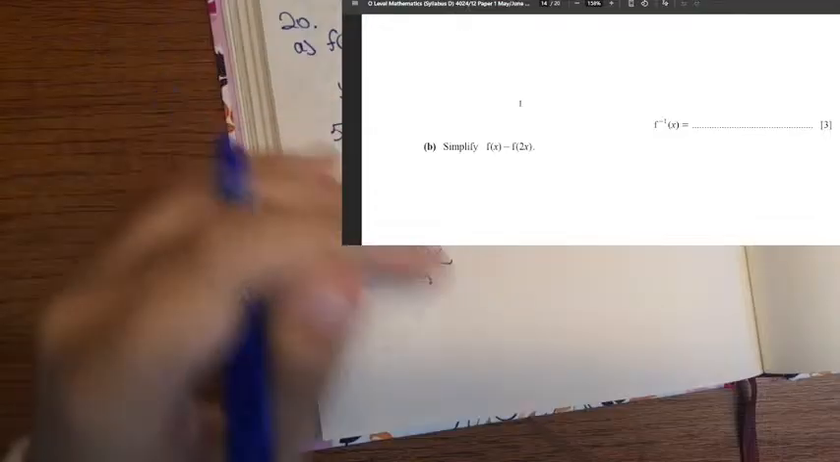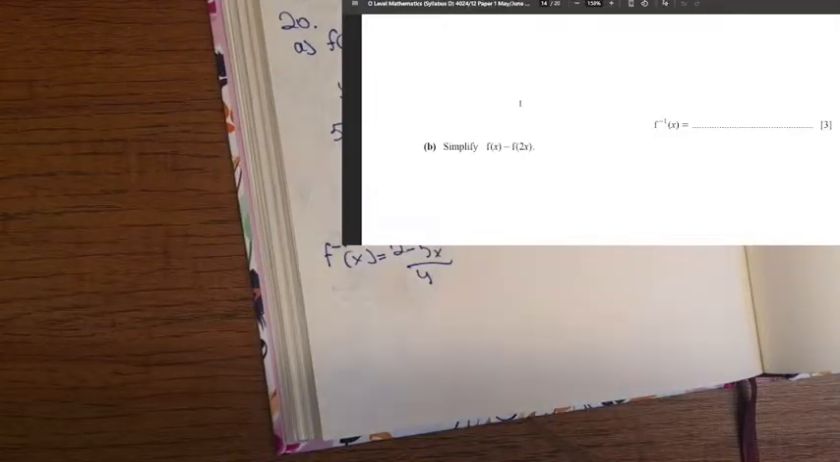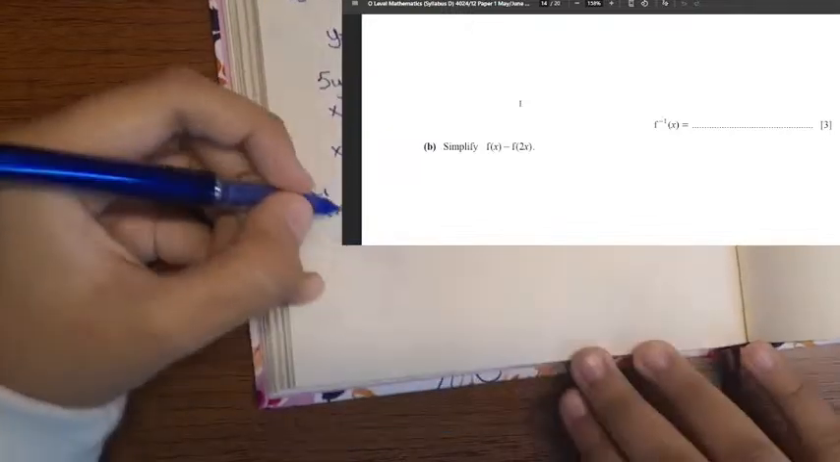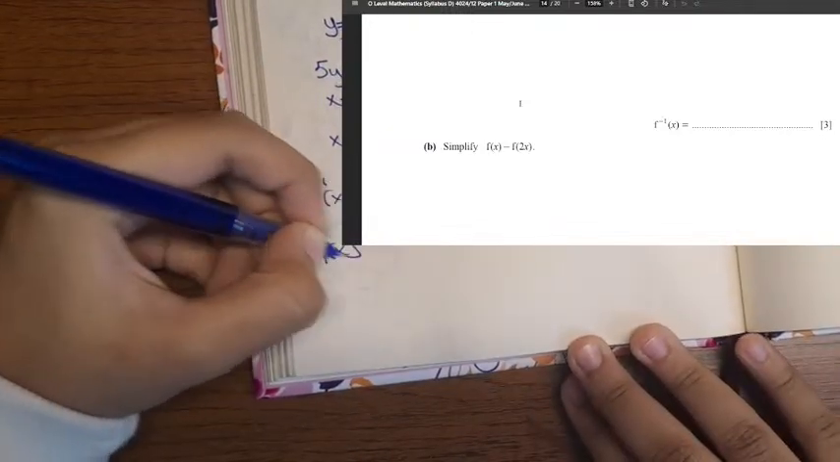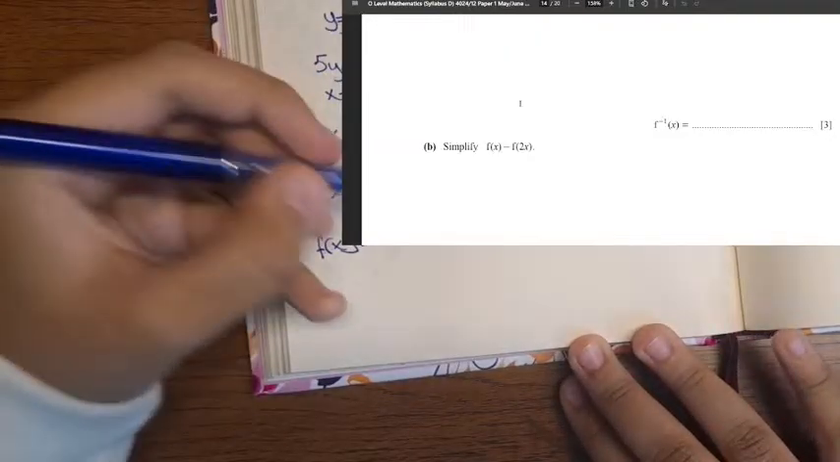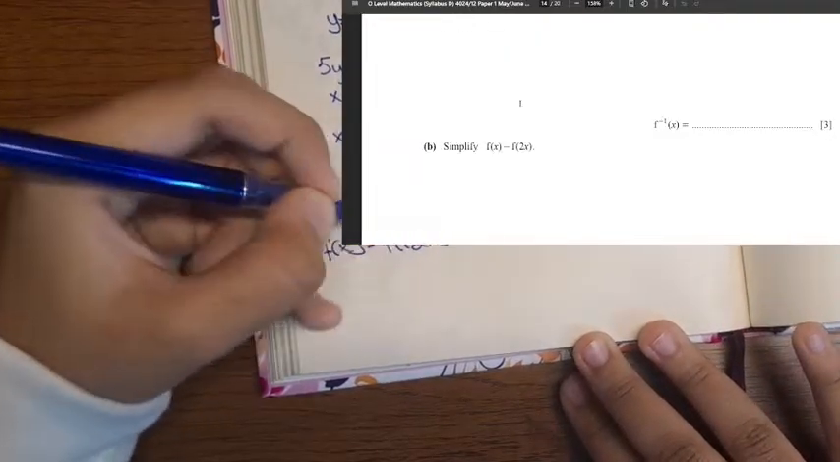The next question that we've been asked is to simplify f of x minus f of 2x. What that basically means is that it's not complicated. We just need to insert x in one f of x, and in the other f of x we need to insert the value of 2x. So let's just evaluate this.